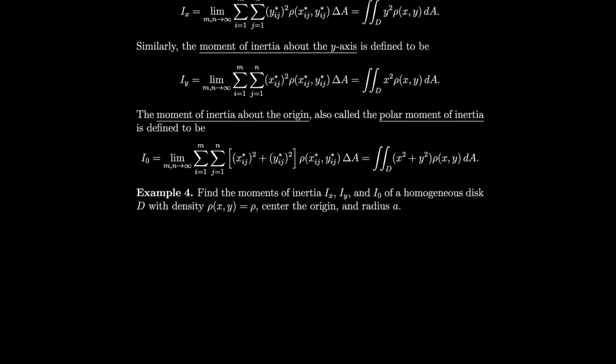So let's do an example and find the moments of inertia Ix, Iy, and I0 of a homogeneous disk D with density rho of xy equals rho. So that means that we're looking at something with a constant density this time, so it should be pretty easy to integrate. And the radius is a. Okay, so the radius is a, it's a disk, so that means the boundary of the disk is x squared plus y squared equals a squared. So we're looking for everything inside of x squared plus y squared equals a squared.